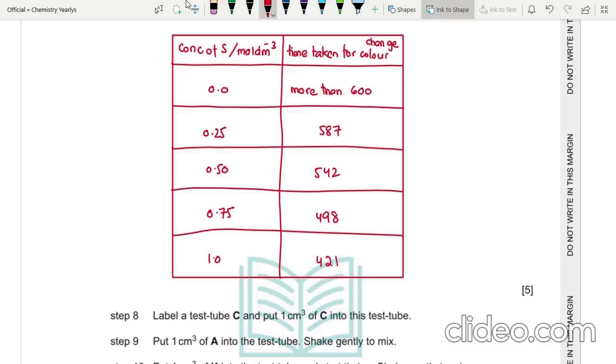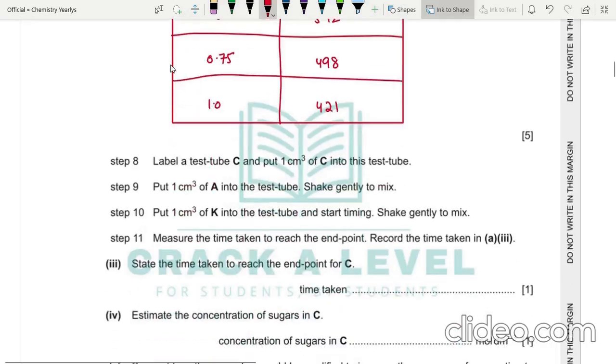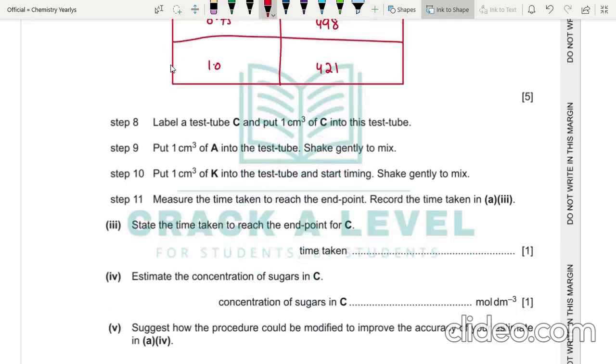and then this one will be about 421 seconds. Label a test tube C and put 1 cm cube of C into a test tube. So C is actually the unknown extract that we are going to be predicting using our dilutions. Put 1 cm cube of the A into the test tube and shake gently to mix. Put 1 cm cube of K into the test tube and start timing. Shake gently to mix. Measure the time taken for it to reach the endpoint. Record time taken in A part 3. So let's just assume its time to be about 456 seconds.